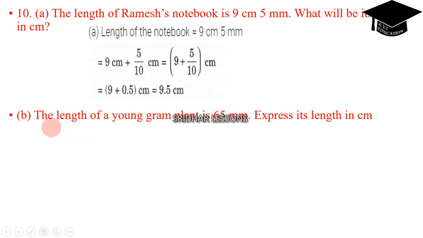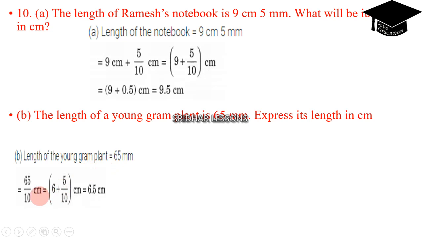Next, question B. The length of a young gram plant is 65 millimeters. Express its length in centimeters. So 65 millimeters can be written as 65 by 10 centimeters. So it can be written as 6 plus 5 by 10 centimeters. That means 6.5 centimeters. Okay. With this, we have completed this exercise 8.1.